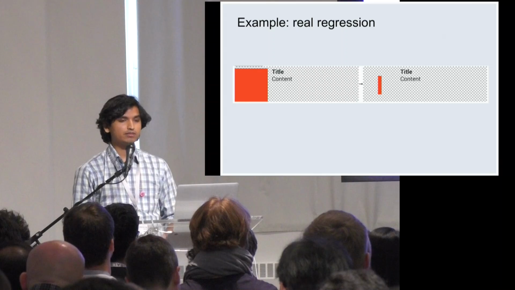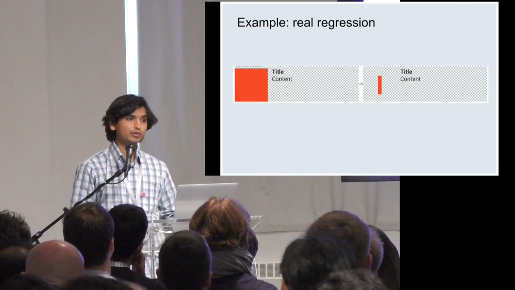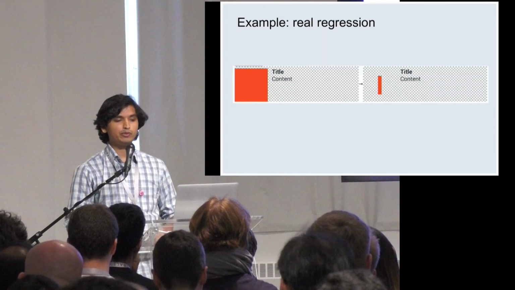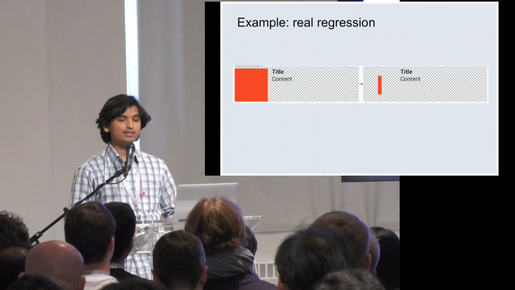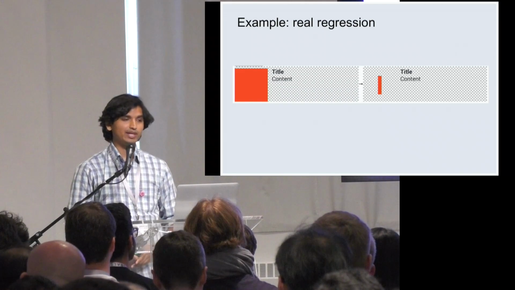Somebody changed a component which affected other people's components, and otherwise there would have been no way to automatically catch this, and it would eventually be caught the day before release by QA, and that's not nice.